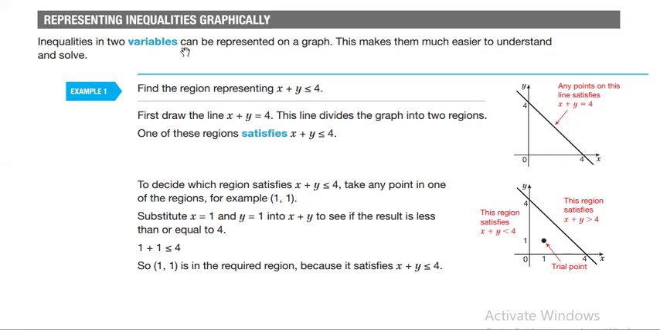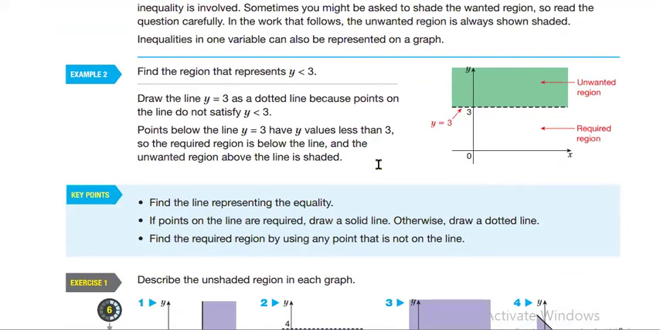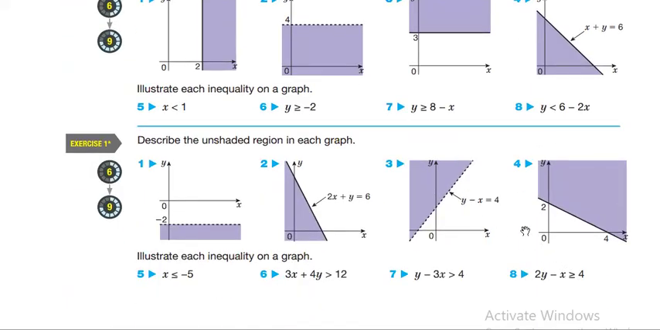In this video, we're going to talk about representing inequalities graphically. We talked about horizontal and vertical lines. In this video, we're going to talk about diagonal lines and how to describe them, or describe the inequalities that represent the unshaded regions, okay? The unshaded regions.